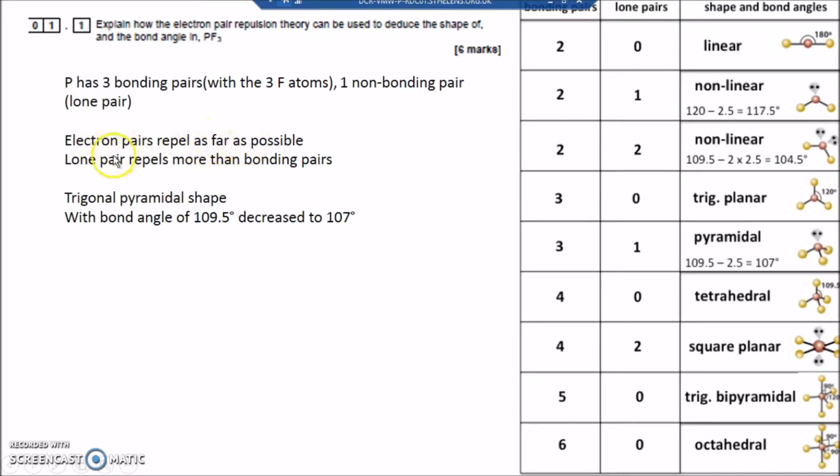Electron pairs repel as far as possible. Lone pair repels more than bonding pairs. So you've just got to quote the electron pair repulsion theory here, that electron pairs or lone pairs repel as far as possible, and then you can just say lone pair repels more than bonding pairs, and bonding pairs repel the least. So just give a little quotation of the electron pair repulsion theory, and then you can explain the shape and the bond angle.